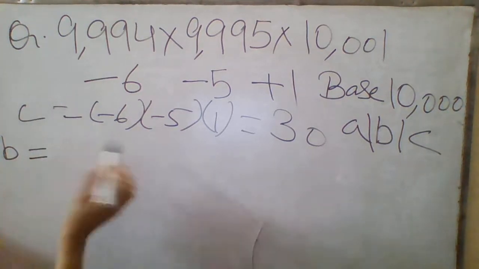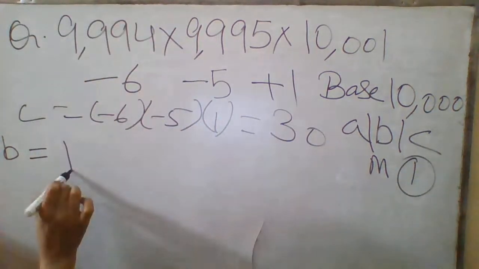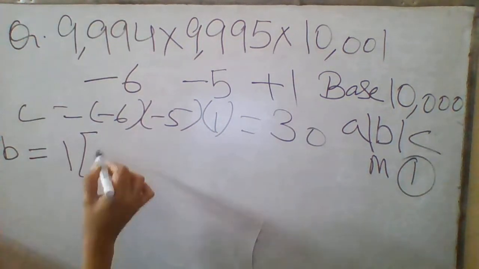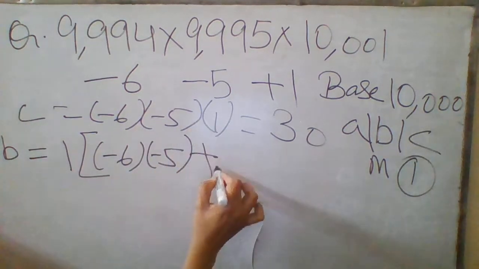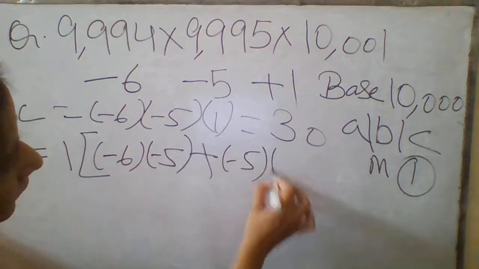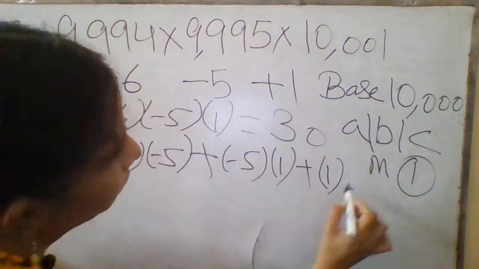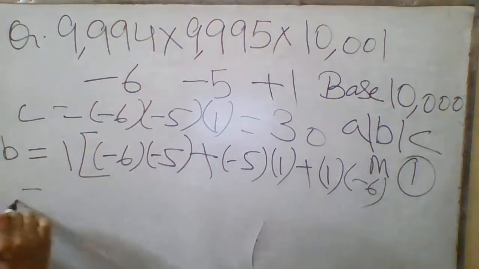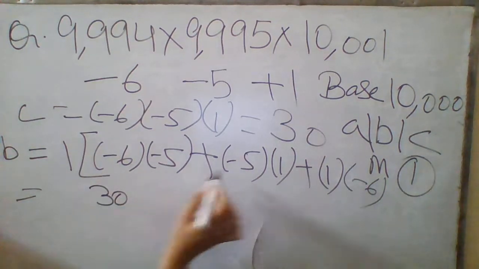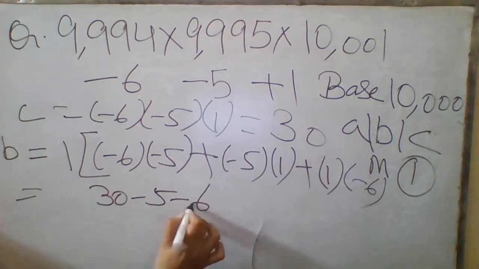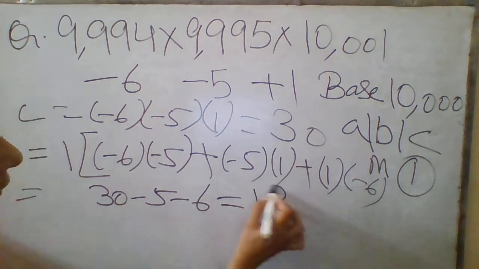Okay. Now you see B. What is your multiplier here? Multiplier here is 1. So 1 you will write down here. Now multiply two terms. So minus 6 into minus 5, then plus, then minus 5 into plus 1, then plus, then after that plus 1 here and minus 6. Okay, now see fast. 6 into 5 is 30 here, plus minus minus plus, then minus 5, then minus 6. So you will get here 19.